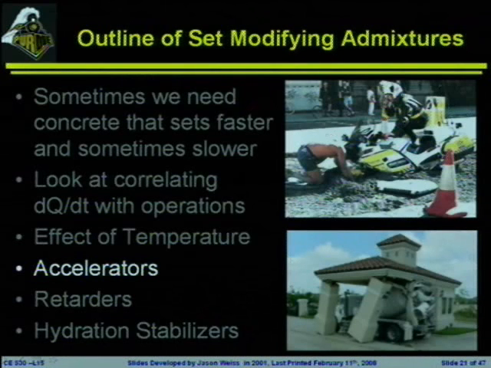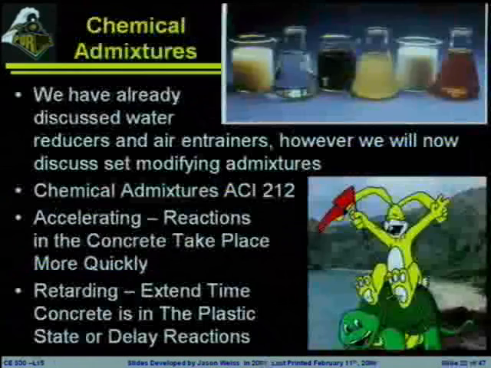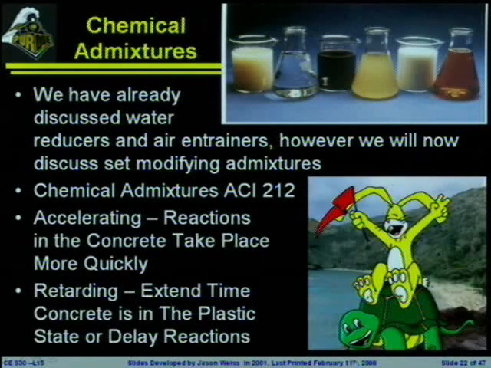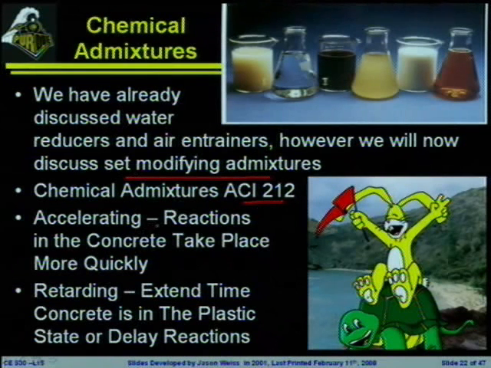So what can we do to come up with a way to combat the effects of temperature? There are a series of different types of admixtures. We've already talked about water reducers and air entrainers. However, now we're going to talk about admixtures that can be used to modify the setting of the concrete. These are going to be controlled by ACI 212, the Committee on Chemical Admixtures.